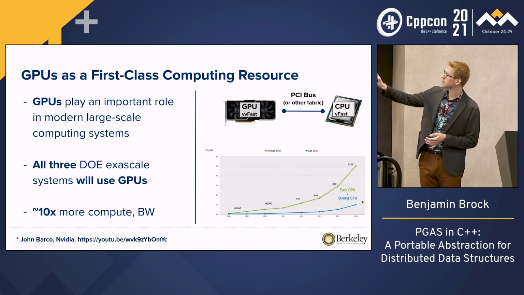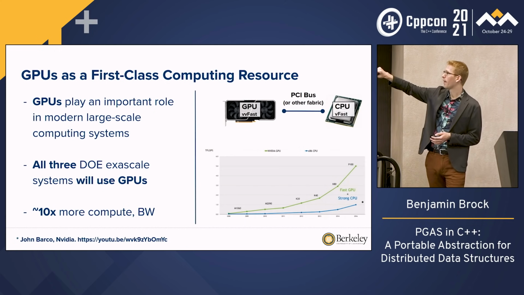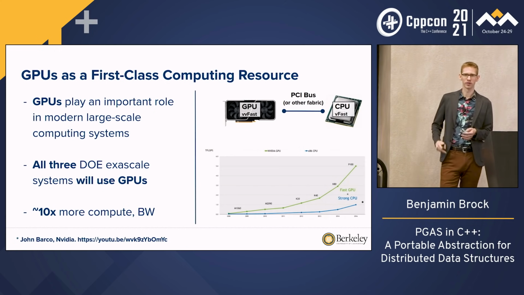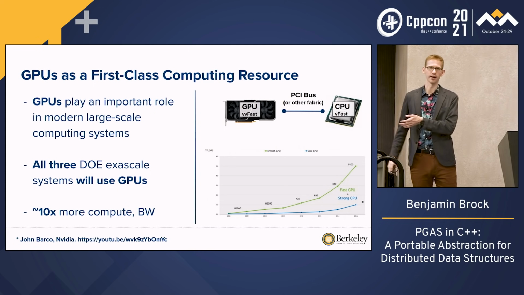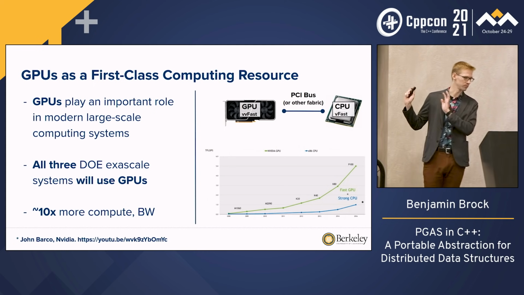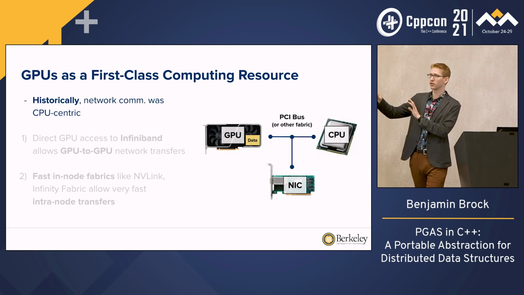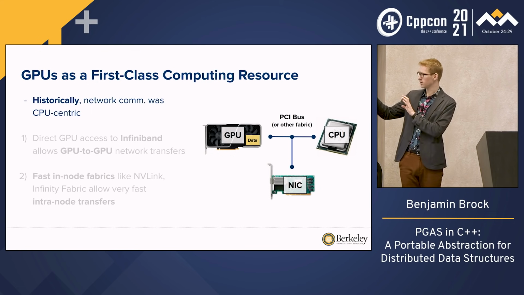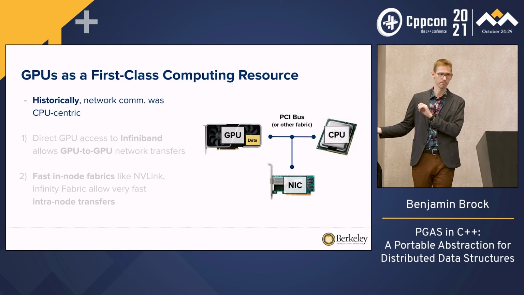Just in case anyone's unfamiliar with what a GPU is, right? For our purposes, we have our CPU here, which is on a node, and then we have a PCI bus or some other fast fabric which connects this GPU that's sitting off to the side, so they can perform some computation together. There's actually a third entity in this mix, which is the NIC, or the network interface card.